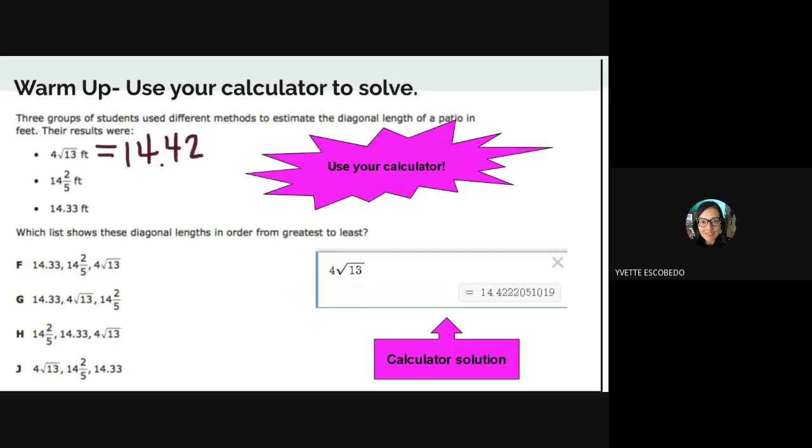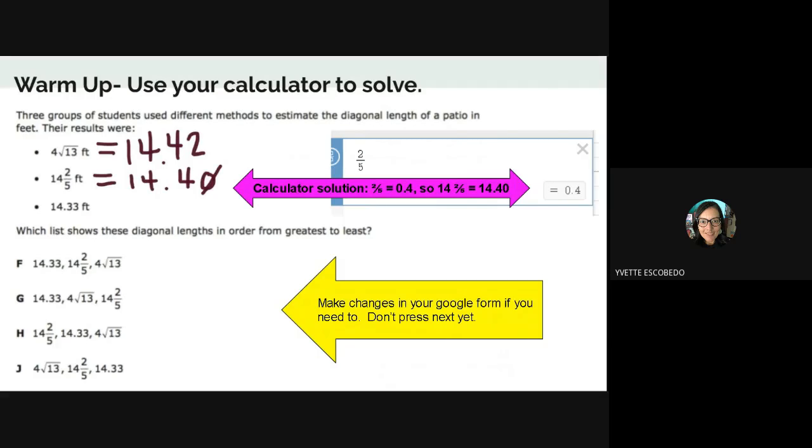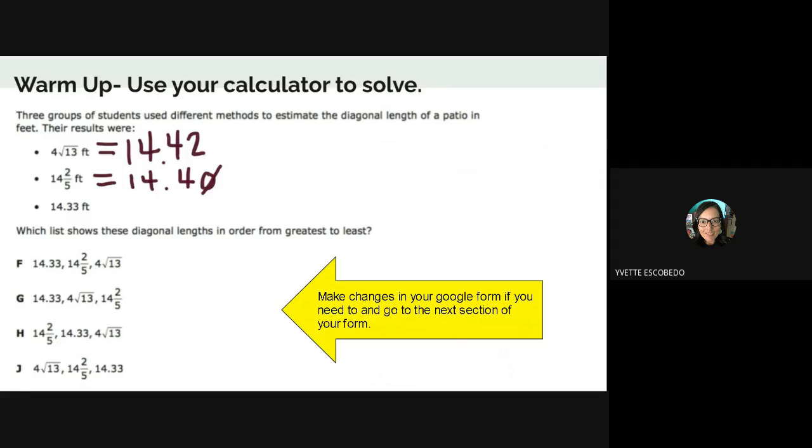I typed in 4 times the square root of 13 and I got 14.42. I rounded it. Then I did 2/5 and I got 4/10. So this would become 14.4, and I added a 0 so that the same amount of numbers after the decimal place are there. Now if I put these numbers in order from greatest to least, I know that the greatest one is the first one, the next one is the second one, and then the last one is the third one. So your answer choice would be J.